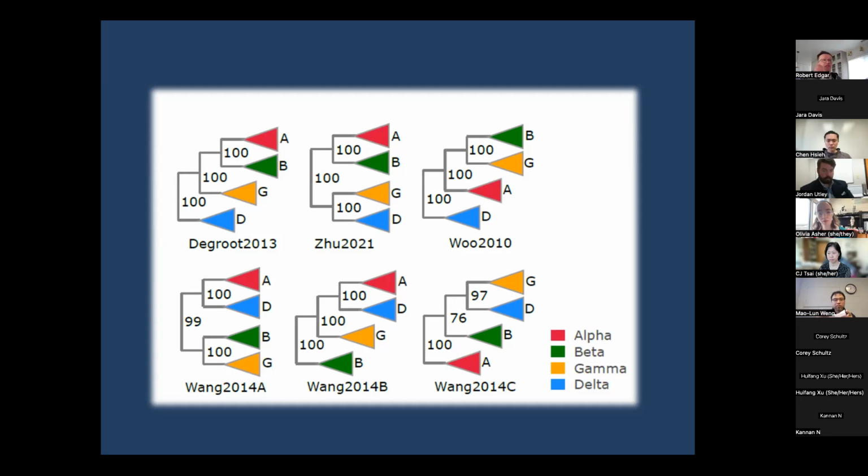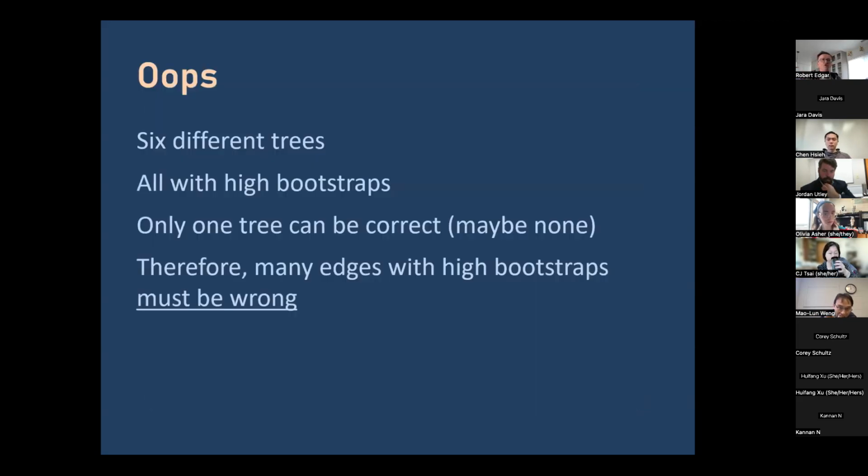So if you know about phylogenetic trees, the way that you estimate confidence is this thing called a bootstrap value, and it goes from 0 to 100 or from 0 to 1, depending what units you use. But you can see here, all these trees have high confidence, but they disagree with each other. So at most, one of those trees can be right. So something is going wrong here.